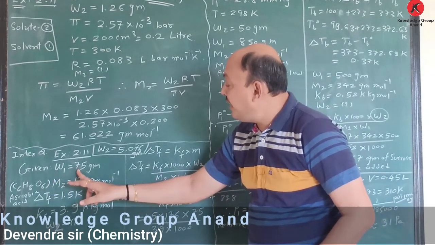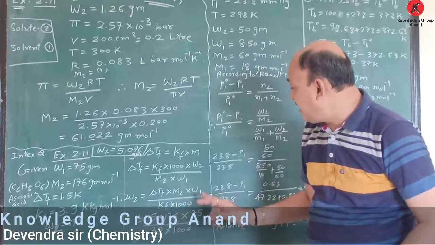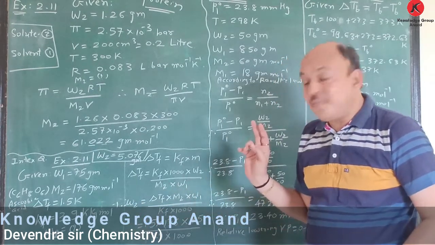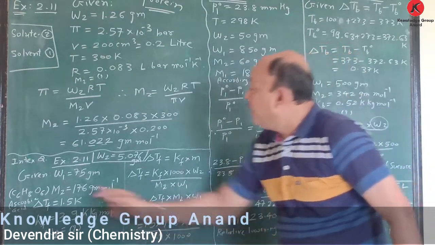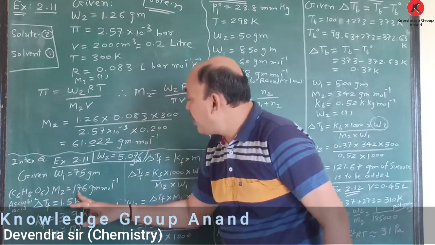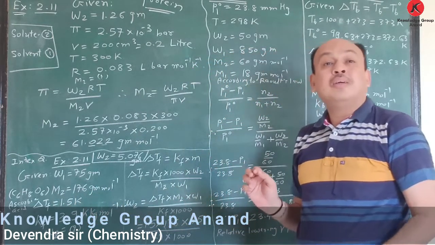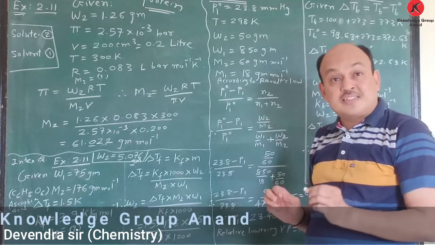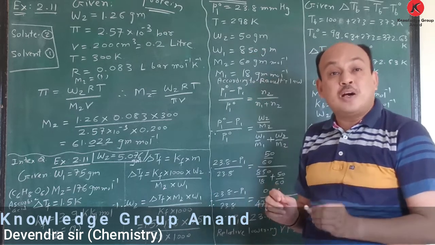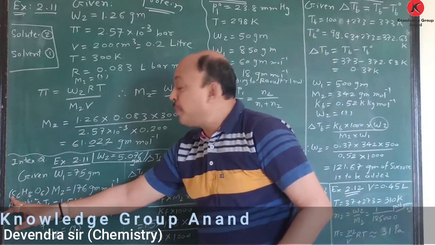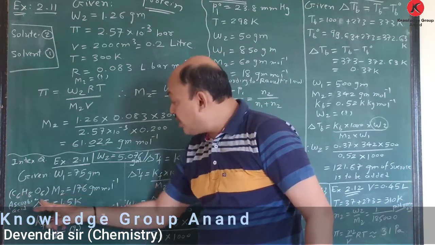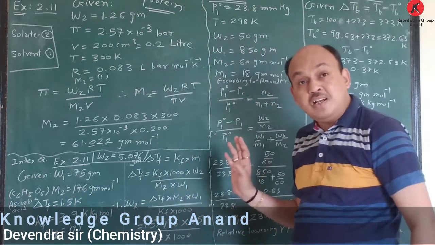W1 is equal to 75 gram. Here W1 is equal to 75 gram. W2 is the weight of solute that we have to find out. Here you see, C6H8O6 is the formula given for ascorbic acid. So M2 is equal to 176 grams per mole. This calculation you already learned in 11th standard. Suppose the molecular formula is given, and from that you have to find out molecular mass. The atomic mass of carbon is 12, hydrogen 1 and oxygen 16. If you total this, you get 176 grams per mole.